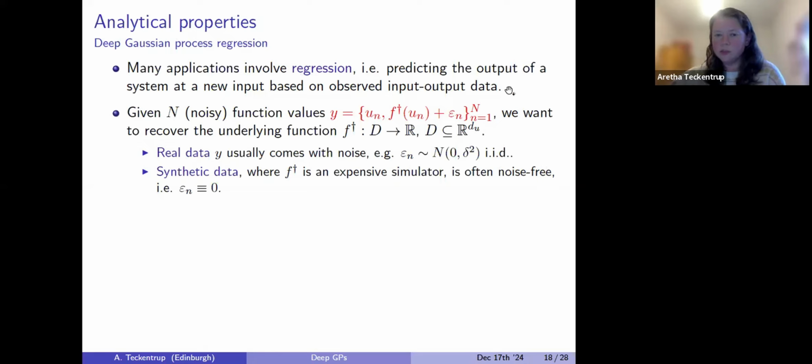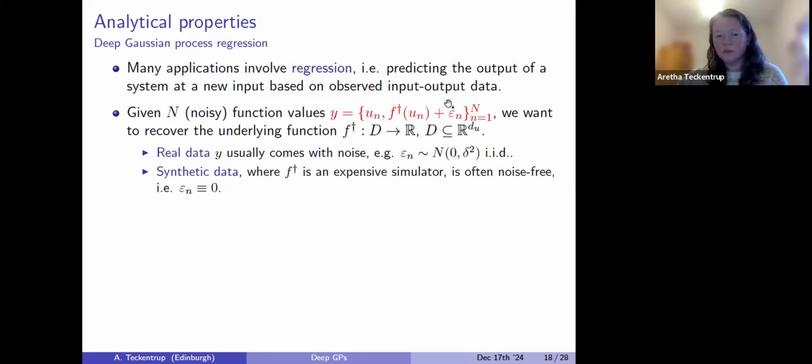So we just want to predict the output of a system at a new input based on some observed input-output data that you have. Mathematically, you can write it down like this. We have some input values u_n, at which we've observed what some system or function of interest does. So we have this function f†.